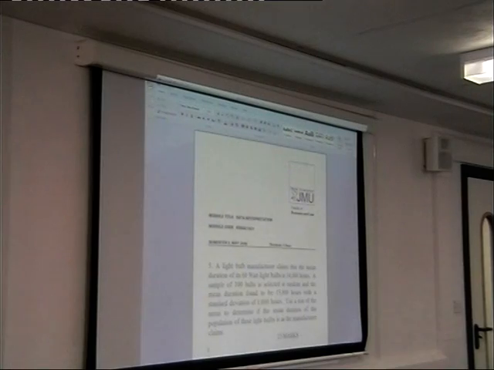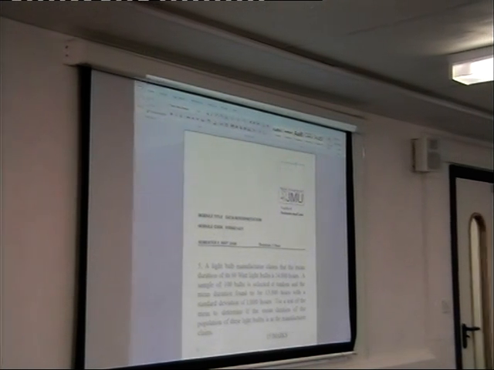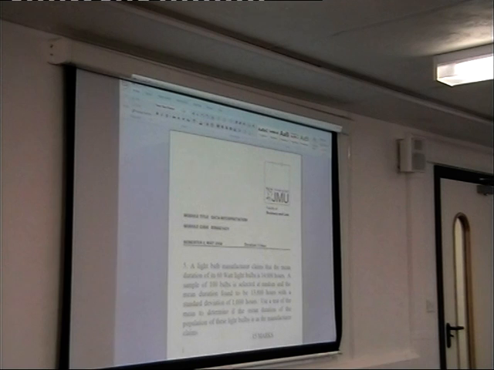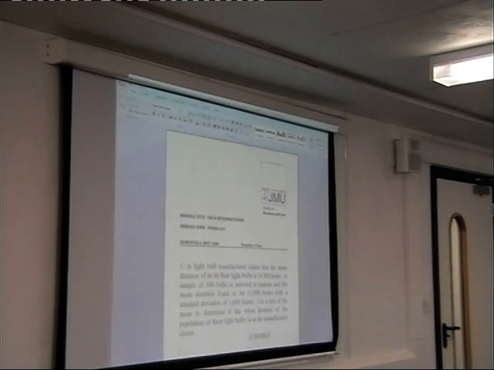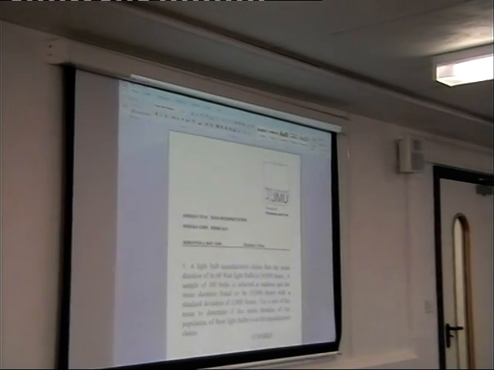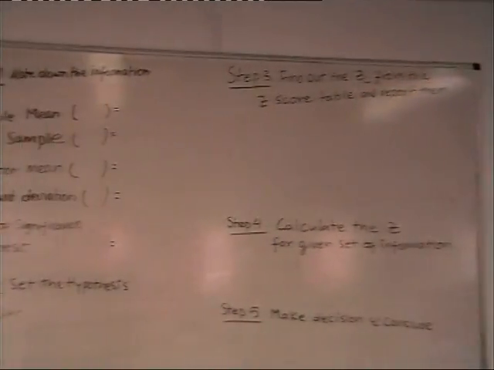Good afternoon, everyone. Hello guys, today I am going to show you how to answer the question on hypothesis testing. I've taken the question from the May 2008 exam. Read the question carefully, and this is how we need to answer it.